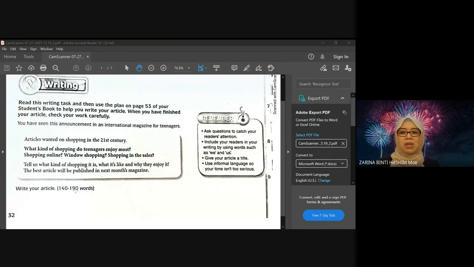Okay, nanti kamu kalau kamu nak salin soalan ni dalam buku pun boleh, dan nak buat essay tu dalam buku, lepas tu nak letak gambar kat cikgu pun boleh. Okay, tapi cikgu akan bagi link untuk kamu upload dalam Padlet.